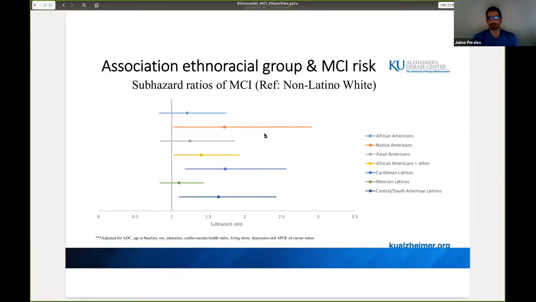As for the results, here we show the association and subhazard ratios between the racial group and mild cognitive impairment risk, controlling for all confounding, modifiable, and non-modifiable risk factors. And as you can see, 4 groups still have a higher risk of MCI compared to non-Latino whites. And these groups are Native Americans, those reporting African American race plus another minority race, and Latinos of two different origins, Caribbean and Central and South American origin.